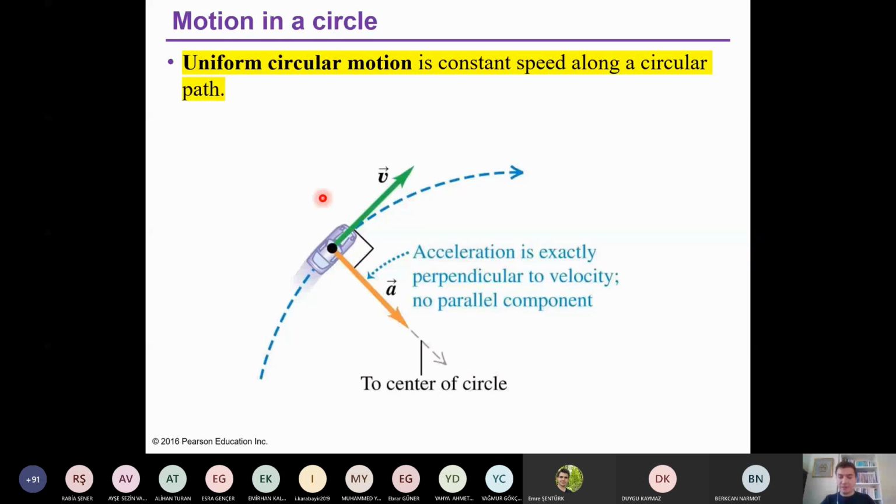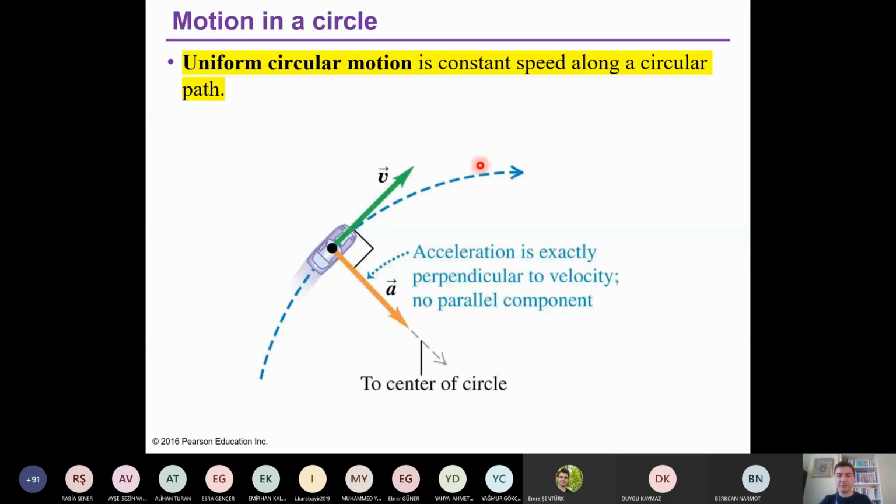During the last lecture, I explained more or less the main principles of this type of motion. So today it will be easier for you to understand. And if you have any questions, please let me know. So let's start with uniform circular motion.